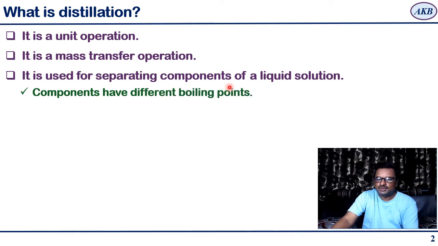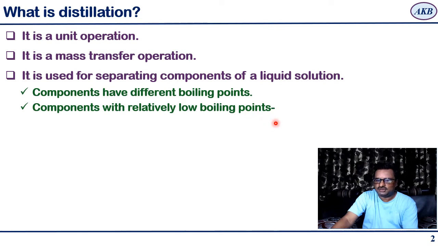Now the components in a liquid solution have different boiling points. So in our example, where there are only two components A and B, component A will have its own boiling point and component B will have its own boiling point. Okay. So components of the liquid solution have different boiling points. Some components have relatively low boiling points, while some components have relatively high boiling points.